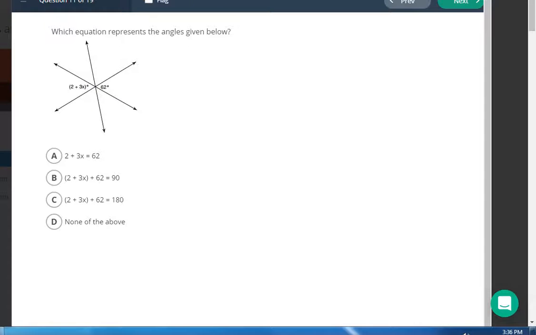Okay, let's keep moving right along. This is starting to get into a little bit more algebraic thinking. We talked about angles that were vertical angles, which means across from each other. They are going to be equal. So we know that we need to set this up so that they're equal. So we want to say 2 plus 3x equals 62. Well, which ones say 2 plus 3x equals 62? That one says it. And these ones we're not going to choose. I think we got it.